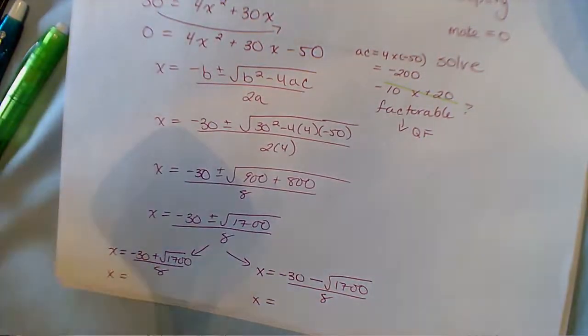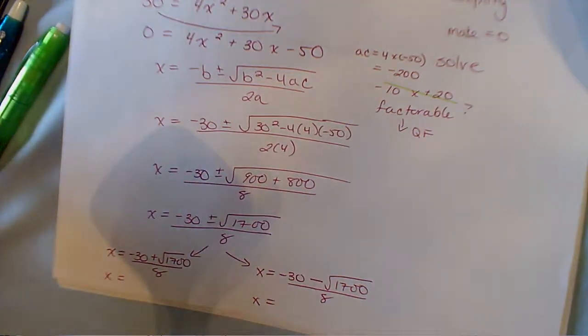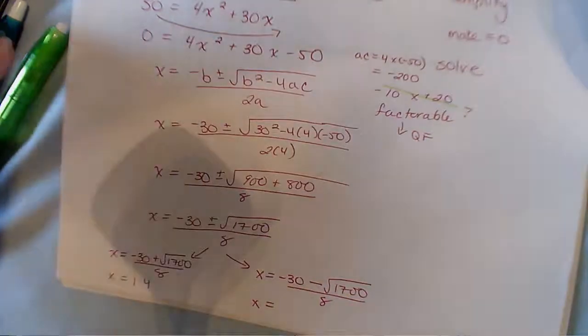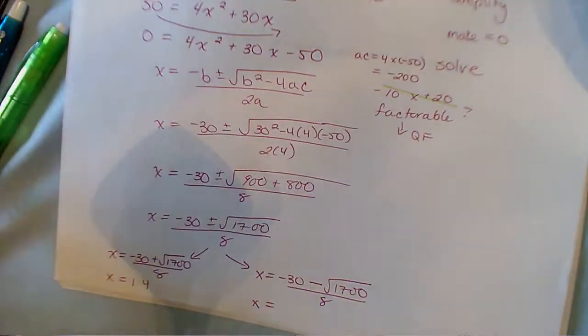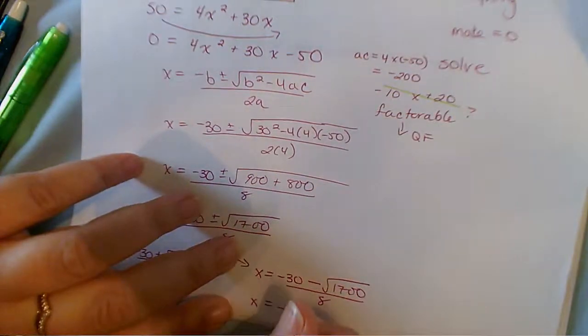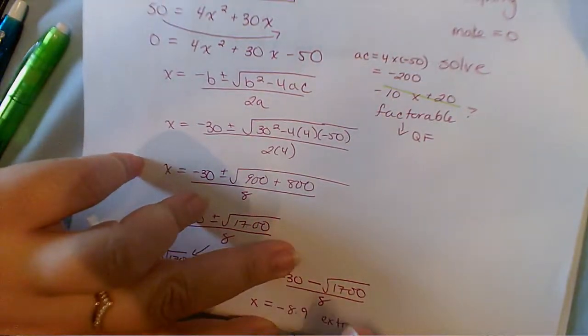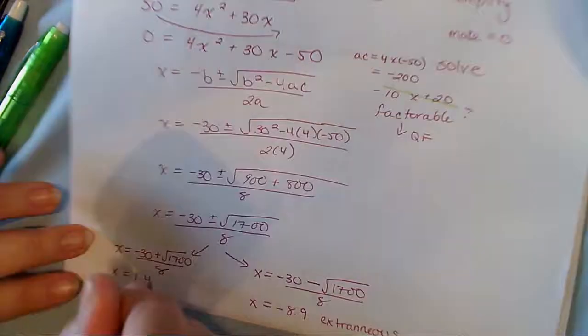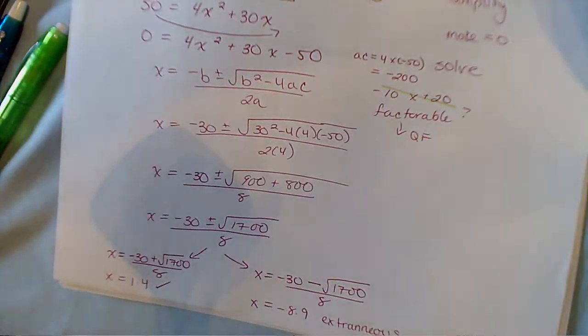So negative 30 plus root 1700 equals, divide that answer by 8, and we get 1.4. Negative 30, take away the square root of 1700 equals, when you divide that by 8, you get negative 8.9. So again, this is extraneous. The distance around the pool can't be negative 8.9 meters. Again, it doesn't make sense. So this is the one that we accept.